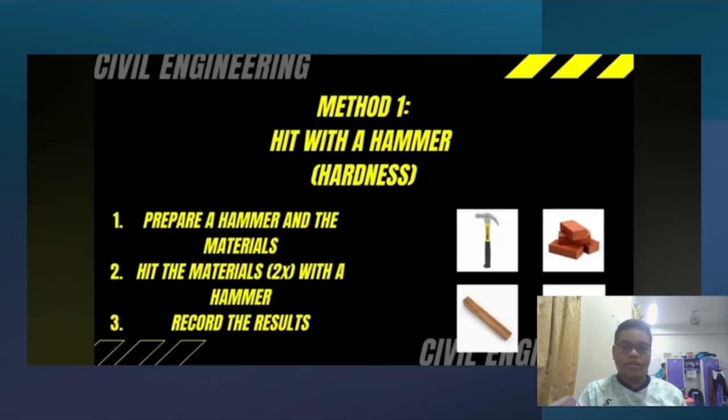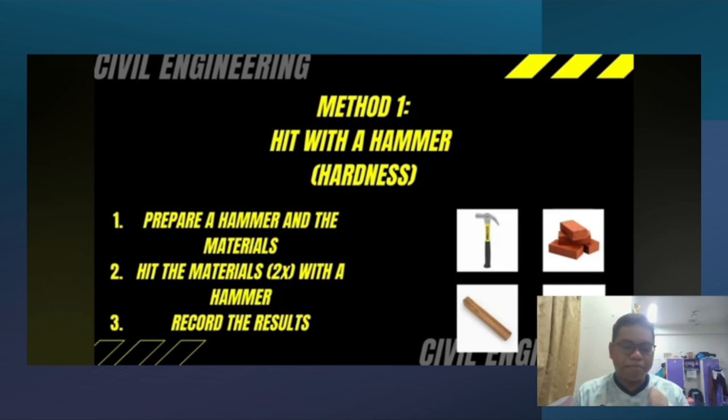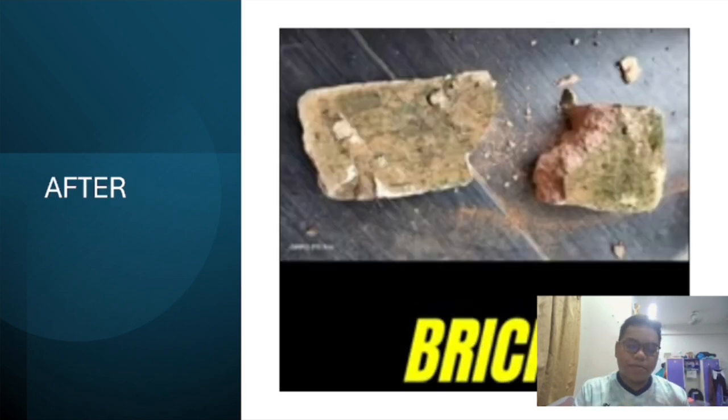There are 2 lab tests I want to show you. The first test is hardness test. We just need a hammer and brick. We take a hammer and smash the brick really hard. As you can see, the brick failed the test. The brick is broken.